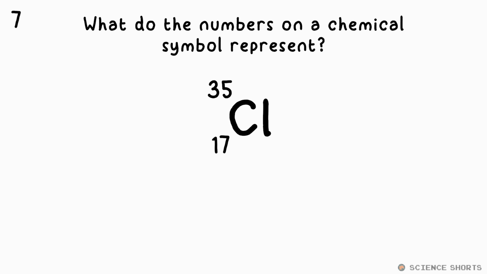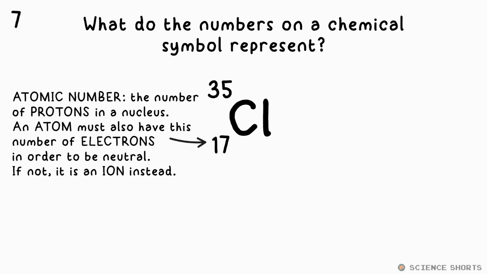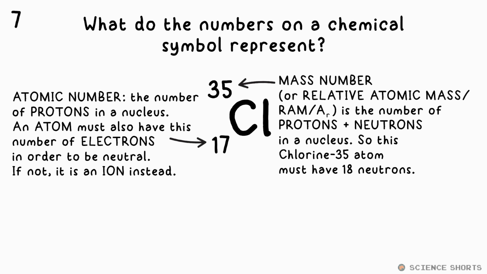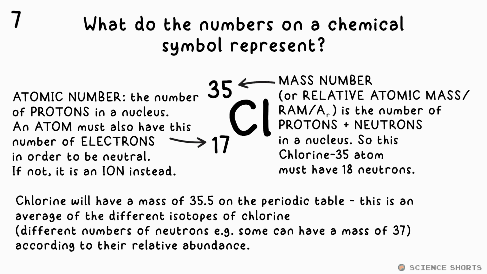What do the numbers on an element symbol mean? The bottom number is the atomic number, and that's the number of protons in the atom's nucleus. An atom will also have the same number of electrons to balance out the charges to make it neutral, but remember that an ion will not, as it will have lost or gained electrons. The top number is the mass number, or relative atomic mass, or RAM for short. This is equal to the number of protons plus neutrons in the nucleus. So to find the number of neutrons, we just do top number minus the bottom number. That's the mass number, take away the number of protons.